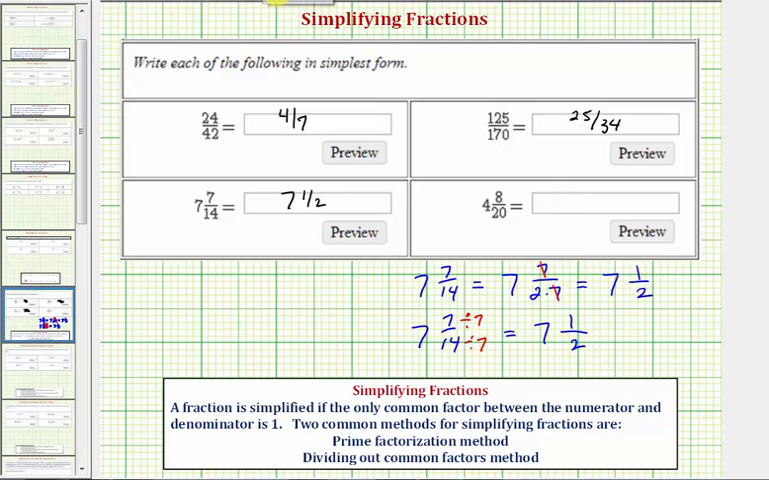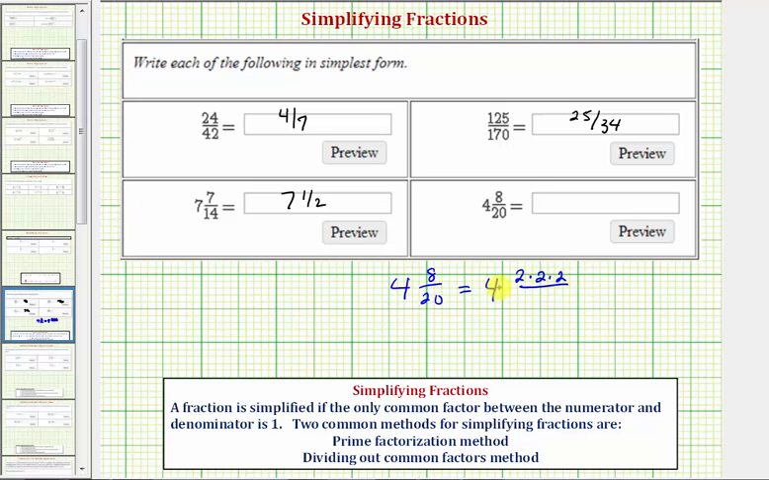In our last example, we have 4 and 8/20. So the prime factorization of 8 would be 2 times 2 times 2. 20 is equal to 4 times 5. 4 is equal to 2 times 2. So we have 2 times 2 times 5. Now simplifying, 2 divided by 2 is equal to 1 here as well as here. So we're left with 4 and 2/5.